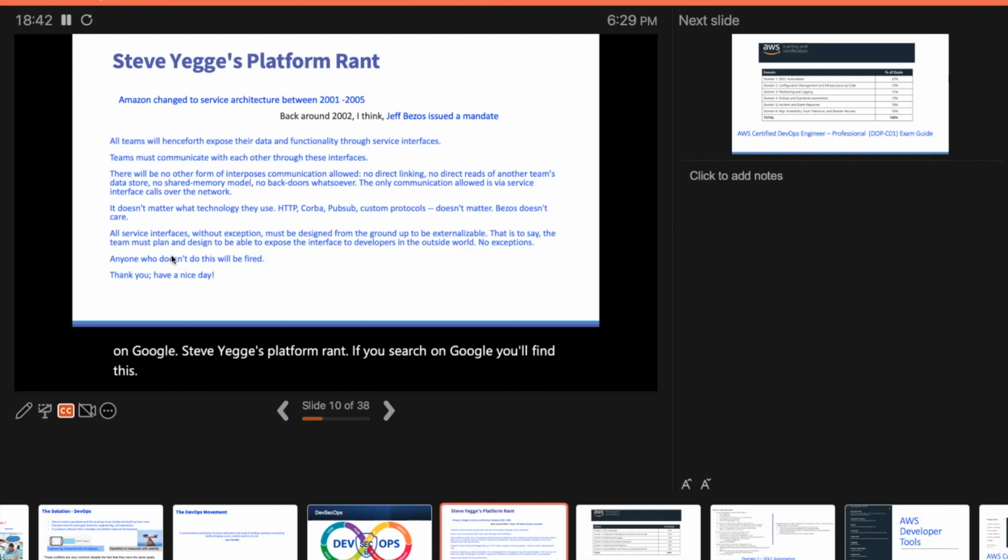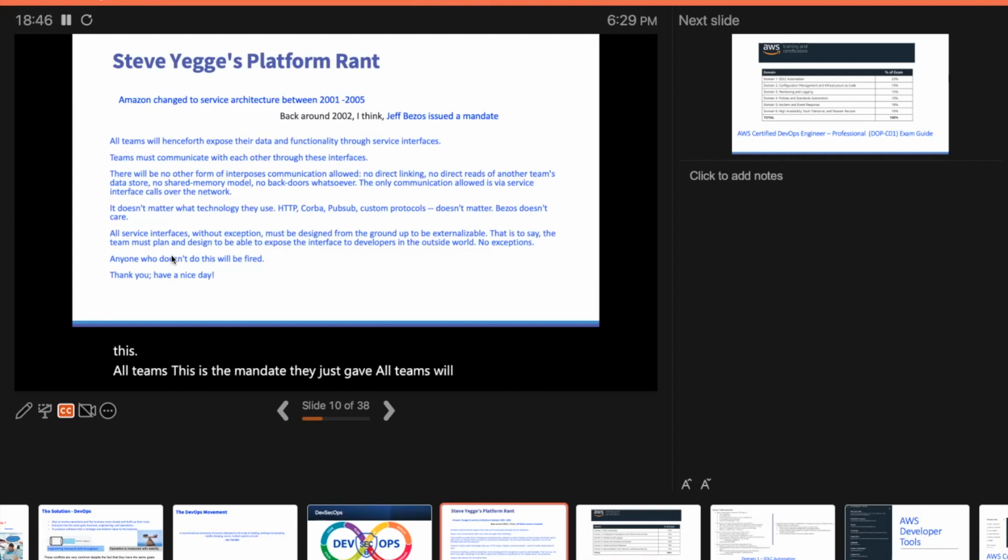This is the mandate Jeff Bezos gave: all teams will henceforth expose their data and functionality through service interfaces. Teams must communicate with each other through those interfaces. There will be no other form of inter-process communication allowed. No direct linking, no direct reads of another team's data store, no shared memory model, no backdoor whatsoever. The only communication allowed is via service interface calls over the network.